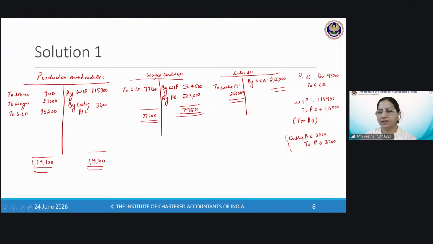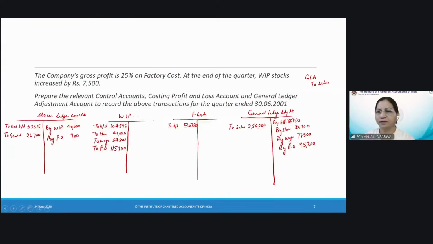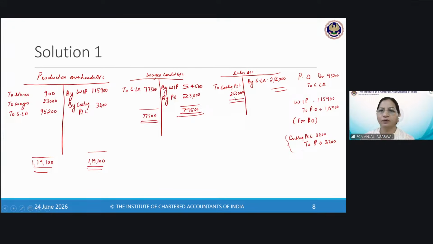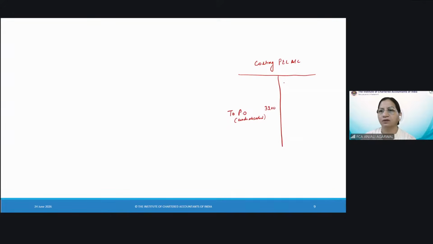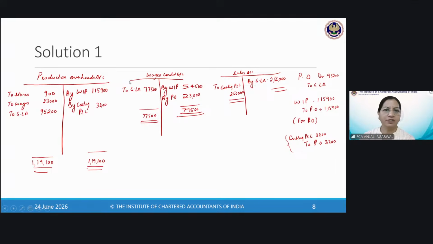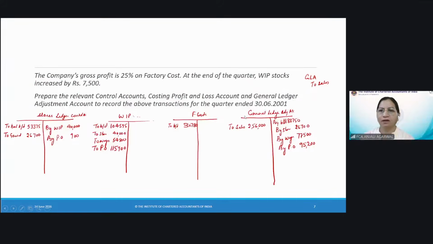So we have posted the entry for general ledger adjustment, debit and credit both. Sales is moving to costing P&L, debit here. So we will credit in the costing P&L account by sales, 2,56,000. Okay. So production overheads complete, wages control complete, sales complete. Here, all the accounts are still remaining. They are not complete. We have to complete these.